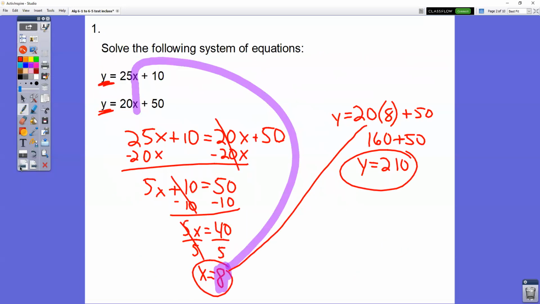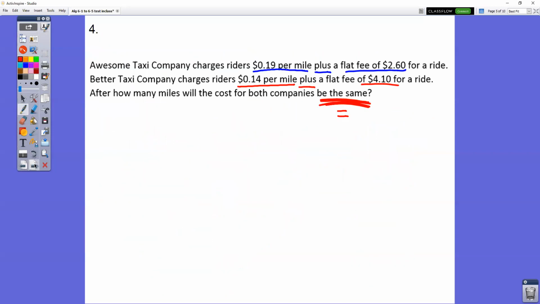Just like we did in question number 1, where we had y equals and y equals, and we set the two equations equal to each other. That's exactly what you want to do here as well. It says that the awesome taxi cab company is 19 cents per mile, so 19 cents times x plus 260. We want to know when that is equal to the better taxi cab company that charges 14 cents per mile plus the flat fee of $4.10. So just like in question number 1, where we set the two things equal to each other, that's exactly what you're doing here. Go ahead and solve for x, please.